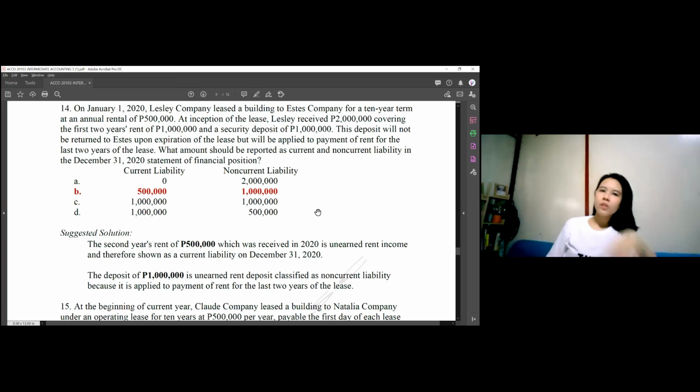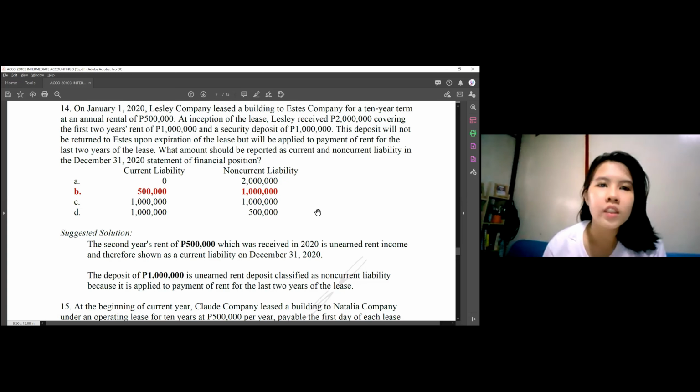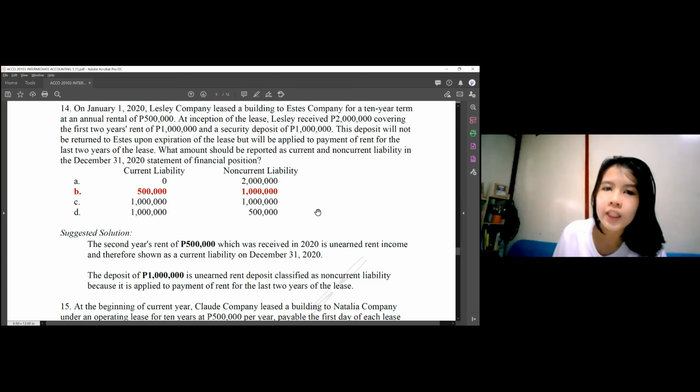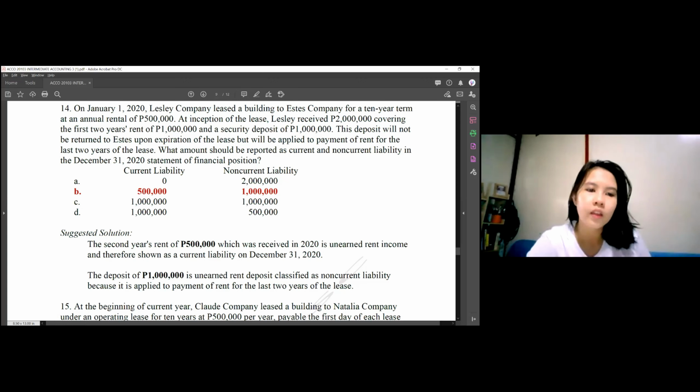So, safe to say na after 10 years, say 2029 and 2030, pa mababayaran, or magre-reverse rather, yung unearned rent. So, magiging current lang siya pagdating, yung 500,000 magiging current lang pagdating ng 2028. And then yung another 500,000 magiging current lang pagdating ng 2029. Okay, so, number 15.